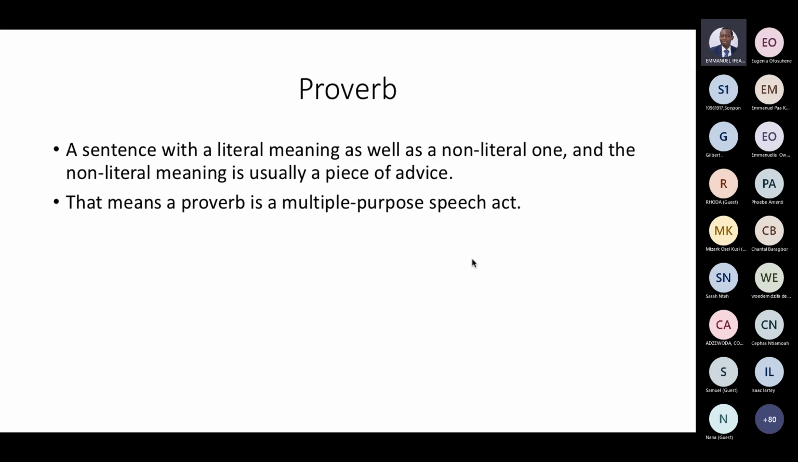Then a proverb is a sentence with a literal meaning as well as a non-literal one. And the non-literal meaning is usually a piece of advice. So a proverb has both a literal and non-literal meaning. That means a proverb is a multiple purpose speech act.